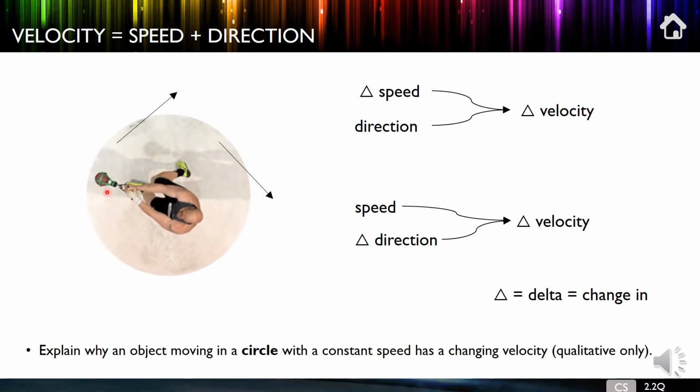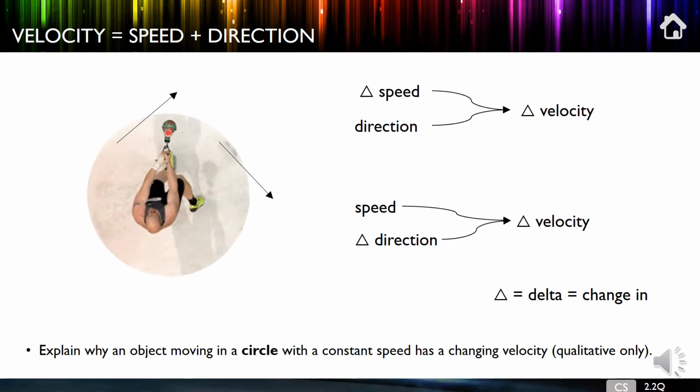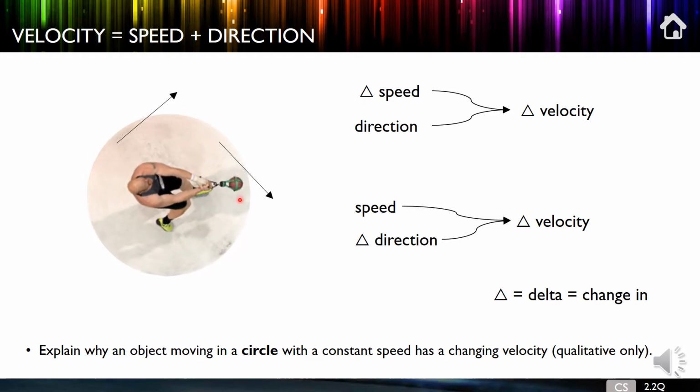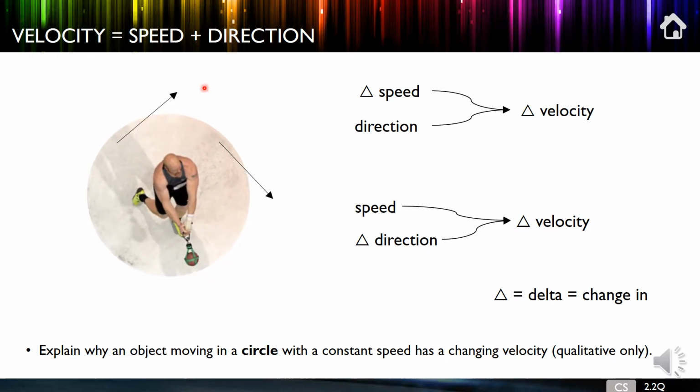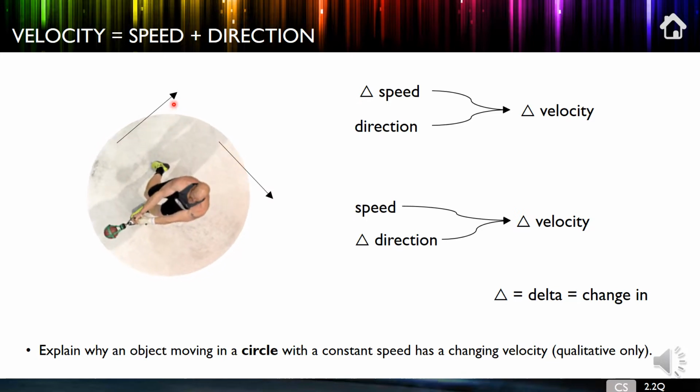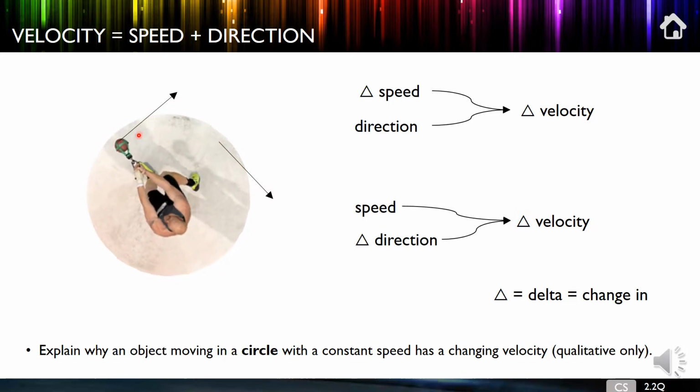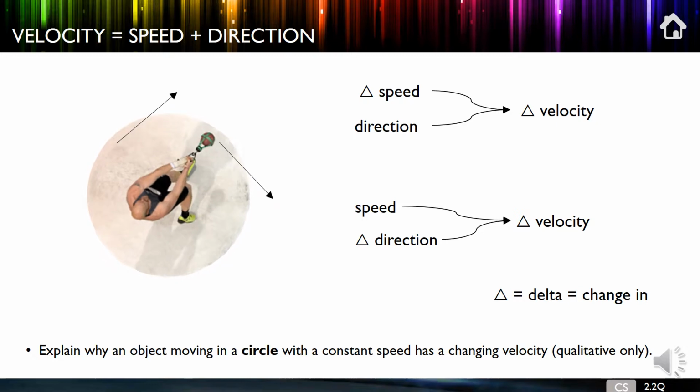That's what we can see here. As this chap is swinging the weight round and round, the speed is very constant, but here the direction is in that direction, and here it's in this direction. So direction is definitely changing, so therefore velocity is changing.